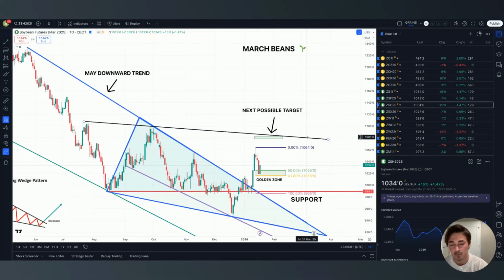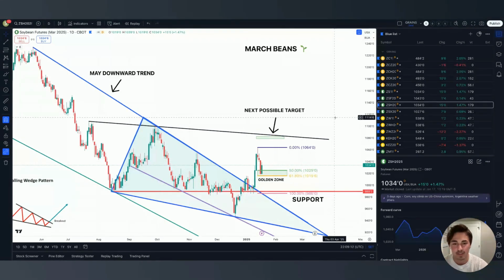My next possible upside target is going to be right around the 1080 range. So basically that is just this downward trend right here. We tapped it once, tapped it twice. Hopefully we'll get up here a third time. So that's my next possible target I'm looking for in March beans.